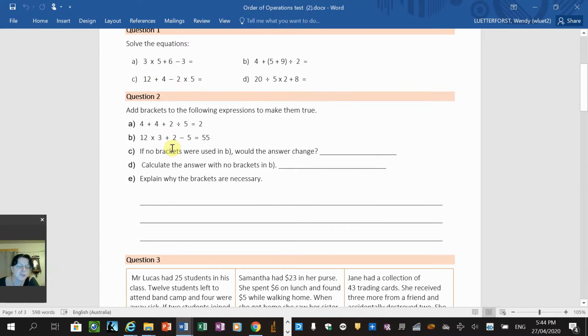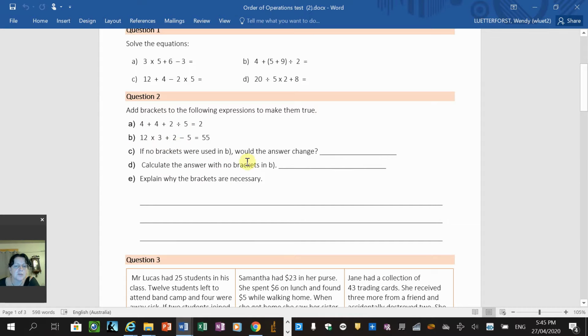Now we're going to go to question 2. We're going to add brackets to the following expressions to make them true. Alright, so look at this. Which one are we going to put the brackets around first? Division, multiplication, addition and subtraction. So boom, boom, boom, boom, and then add them. This one here, we've got multiplication first. Then you put brackets around the other one, then you add them.